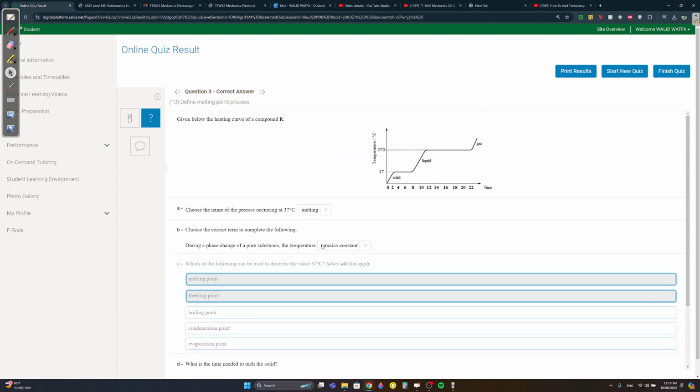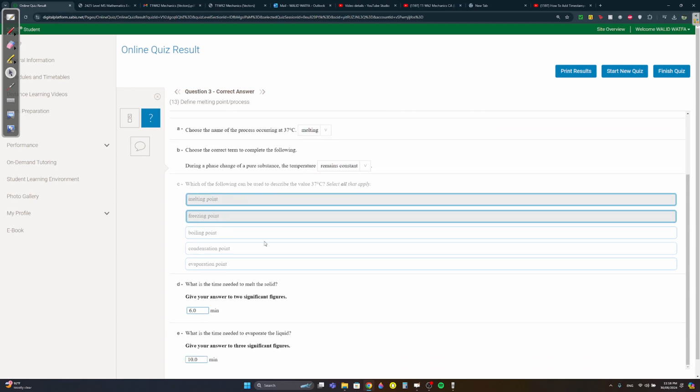You can see here, when it's changing states, it's staying constant. Which of the following can be used to describe the value 37 degrees? 37 degrees is the point where solid changes to liquid and liquid changes to solid. Solid changes to liquid, meaning melting point. Liquid changes to solid, meaning freezing point. So melting point or freezing point.